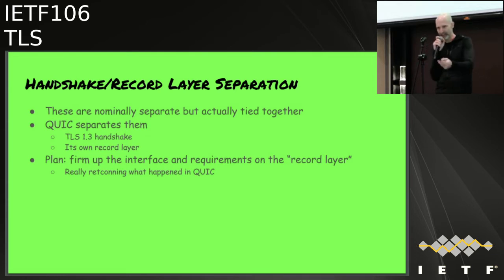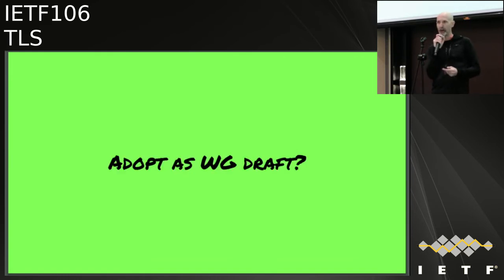As I say here, this is really retconning what we did in QUIC. But the idea is if you wanted another thing like that, say for OSCORE, it would then be straightforward because you know exactly what the interface points were. I don't know if anybody read this.